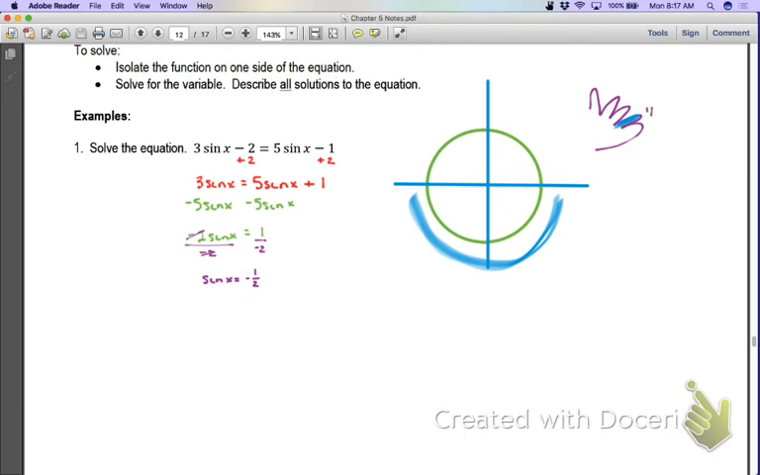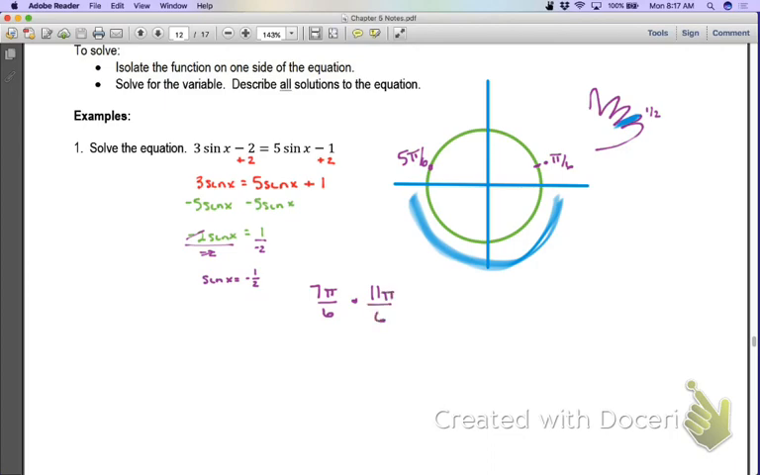Here's whenever it's a positive 1/2. We need it to be negative, so if it's at pi over 6, we know it's going to be, here at 5 pi over 6 where it's positive, so it's going to be negative. When's it going to be negative then?